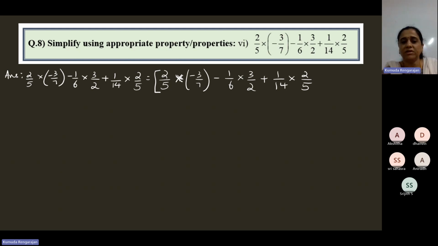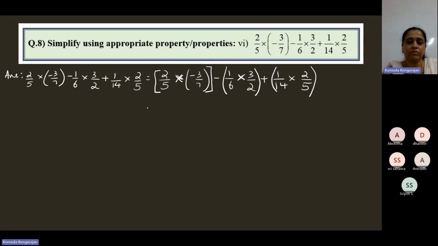And what's the number after the multiplication sign? Minus 3 by 7. So there you close it. Okay, now this is the next multiplication sign. What do you have before that? 1 by 6. Start the bracket before that. And after the multiplication sign, 3 by 2. Close the bracket after that. Then again the multiplication sign here. We have 1 by 14 before it. So here you start the simple bracket and close it here. So we have 3 sets of multiplication.